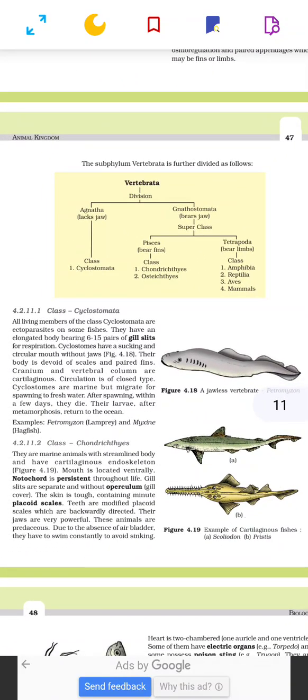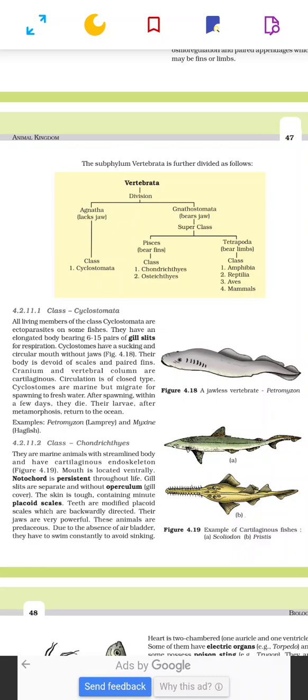Class Cyclostomata. 4.2.11.1. All living members of the class Cyclostomata are ectoparasites on some fishes. They have an elongated body bearing 6 to 15 pairs of gill slits for respiration. Cyclostomata have a sucking and circular mouth without jaws. Their body is devoid of scales and paired fins.